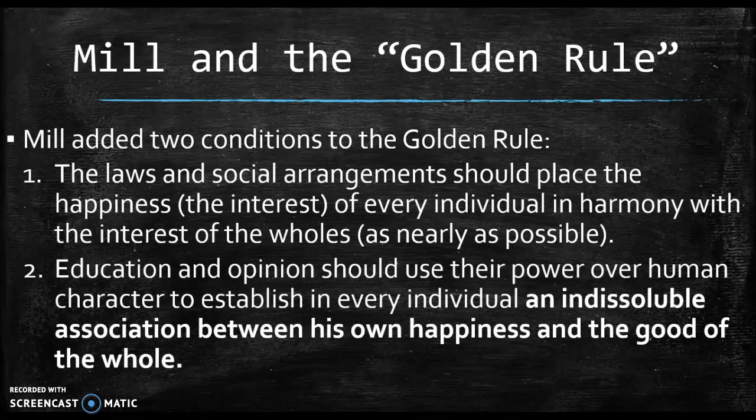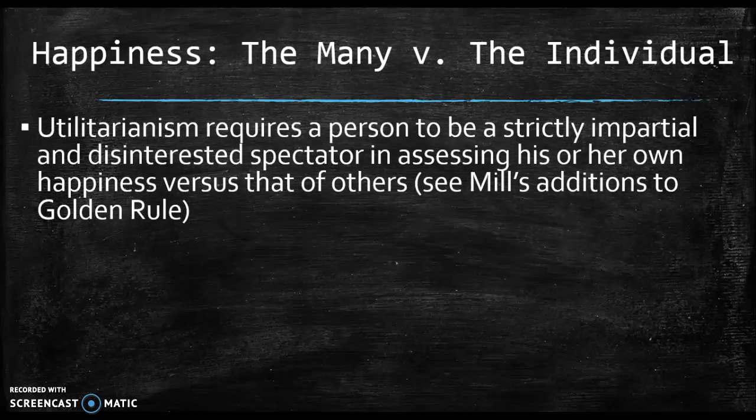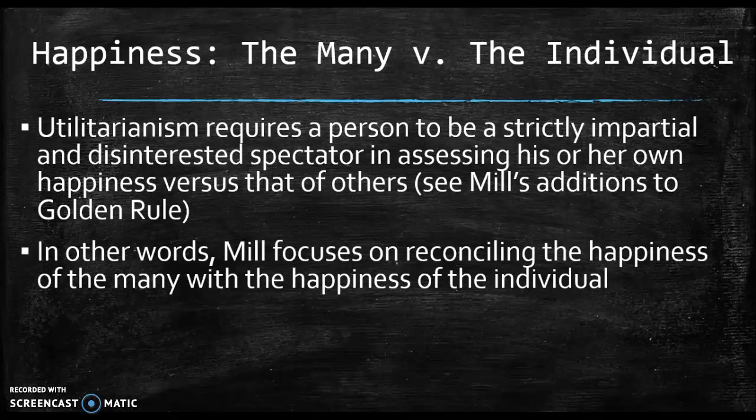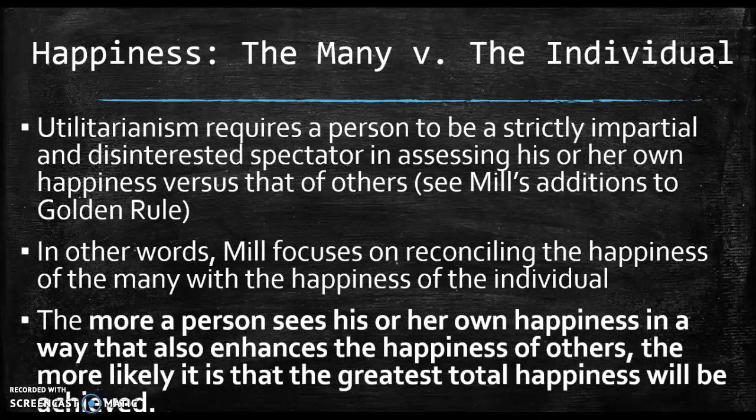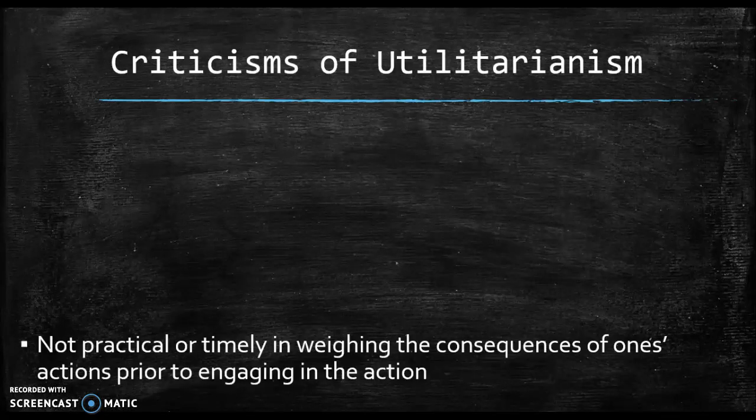I think education and opinion should use their power over human character to establish in every person an indissoluble association between their own happiness and the good of the whole, right? So again, trying to get away from selfishness here. But this requires us to be strictly impartial, reconciling individual happiness with the group happiness, right? So we're supposed to subserve that. And if you see your own happiness as part of what also enhances the happiness of others, you're going to create greater total happiness here. Again, avoid selfishness. There are criticisms of this, right?